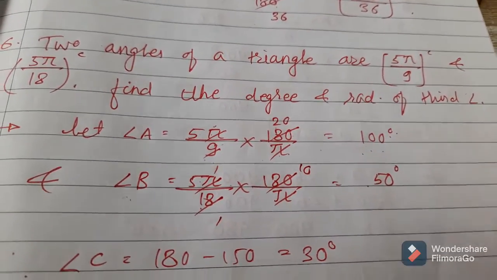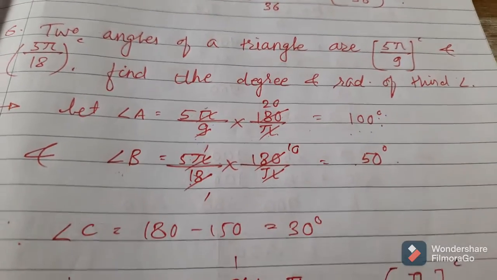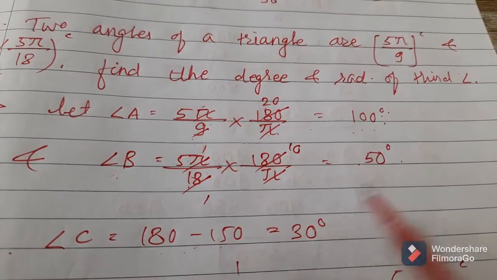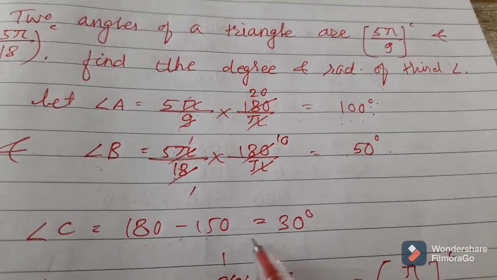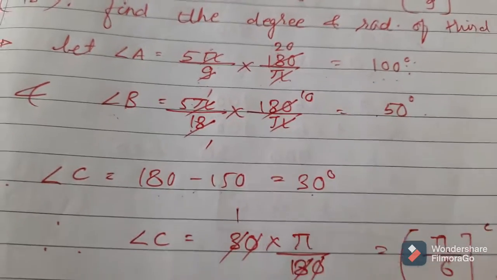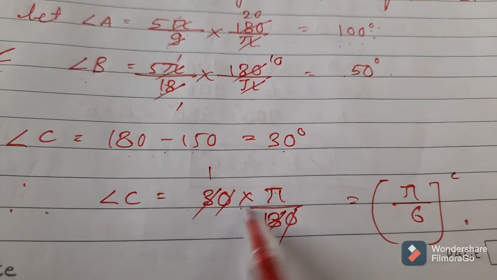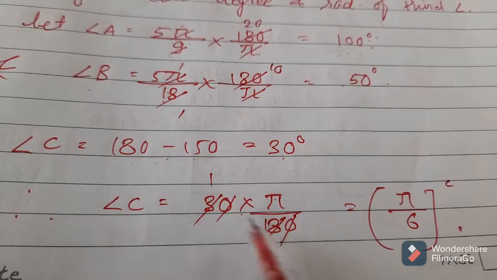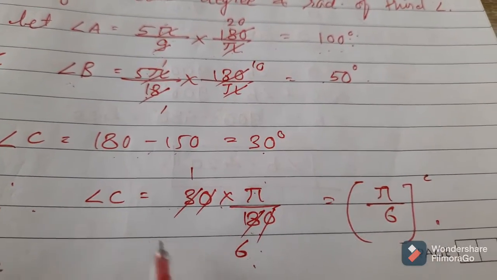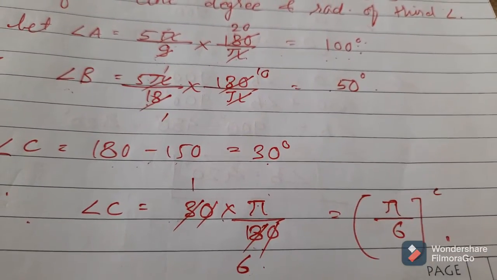So now we have two angles, 100 degrees and 50 degrees, as the given angles. We have to find the third angle. So angle C is equal to 180 minus 150, that is the summation of these two angles. So the third angle is 30 degrees. If angle C is 30 degrees, to convert it into radians, we'll multiply by pi by 180. So 30 into pi by 180, 30 ones are 30, 30 sixes are 180. So pi by 6 is what the third angle is. So angle C is equal to pi by 6 radians.